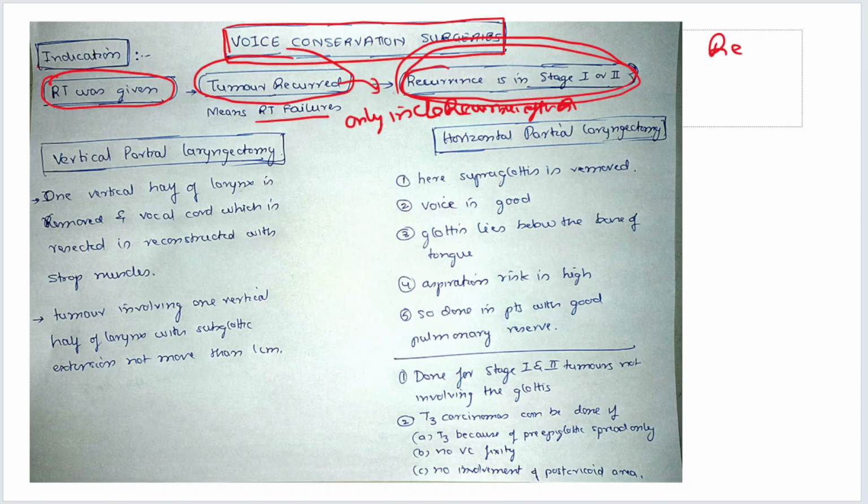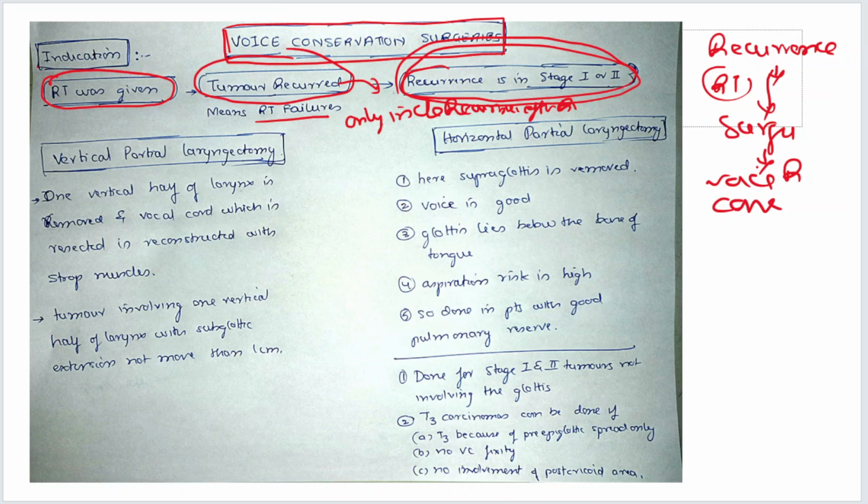So that has recurred. You have given radiotherapy, it has recurred, only then you go for surgery. In that surgery, what we try to do is voice conservation surgery. We try to conserve the voice. Okay, what are the 2 surgeries that we can do for this case? And also only in stage 1 and stage 2, right? Stage 1 and stage 2.